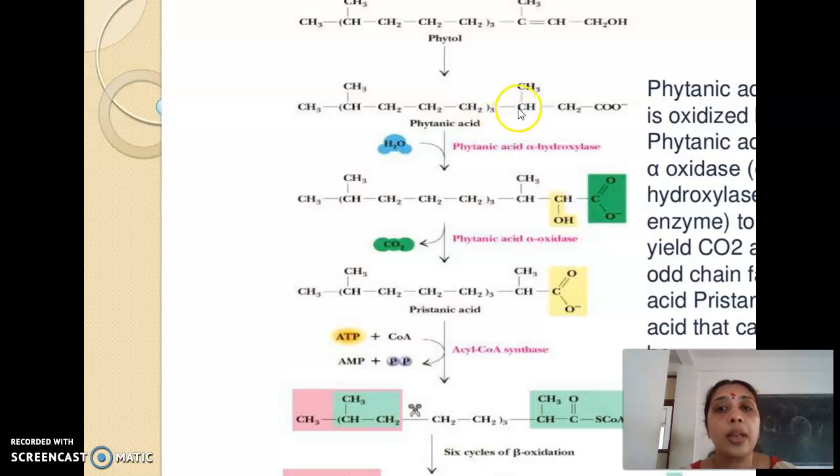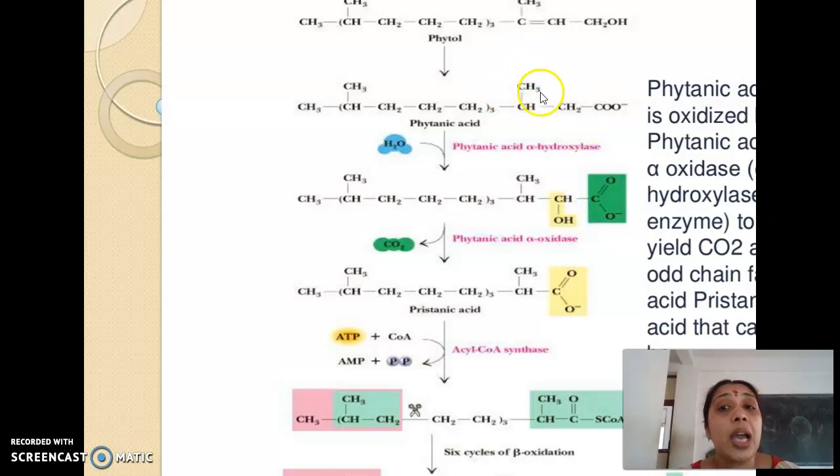Now this CH2, enzymes can act in between the alpha and the beta carbon atom. So such fatty acids which are undergoing such sort of modifications, we call it alpha oxidation, because the bond which is getting attacked by the enzyme is the bond between the first and the second carbon atom, or the alpha carbon atom is being acted upon by the enzyme. So that is why it is known as alpha oxidation. Clear?